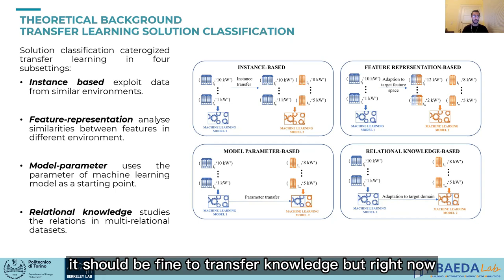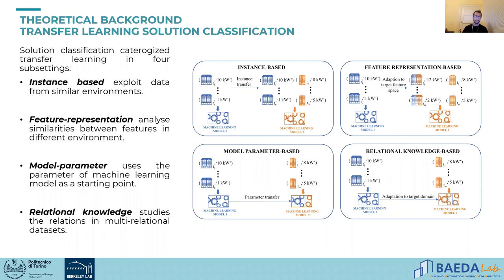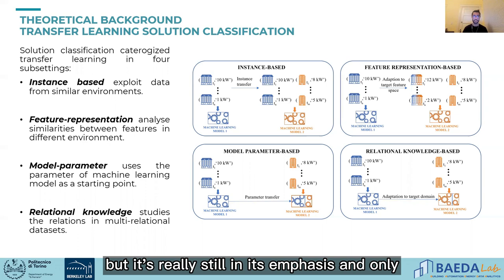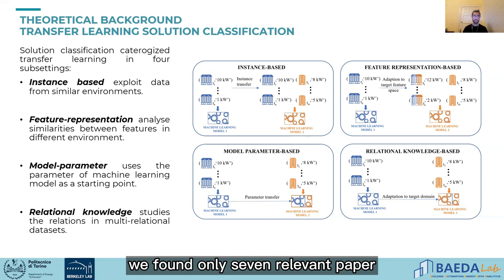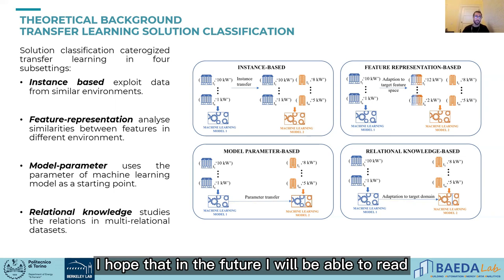But right now, the only applications are limited to the same energy systems. Therefore, I think that the main barrier right now is to start controlling very different energy systems, and hopefully see that we do not have any safe control policy problem. But it's really still in its infancy, and we found only 7 relevant papers. But I hope that in the future I will be able to read many more interesting papers on this topic.